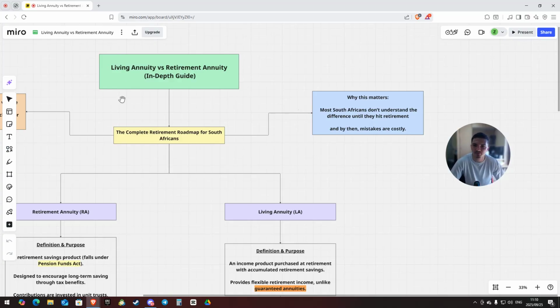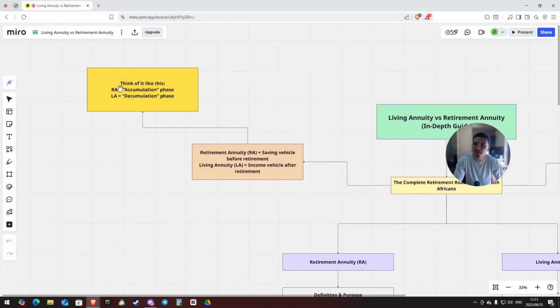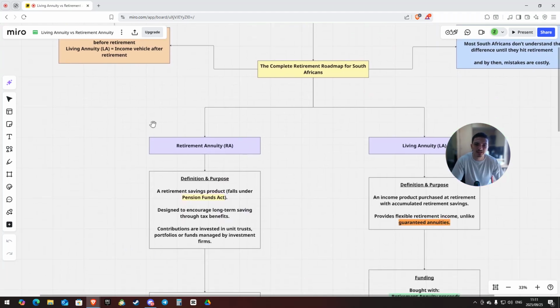costly mistakes. Okay? So a basic difference between a retirement annuity and a living annuity is that a retirement annuity is a savings vehicle before retirement. So it's a savings method of retirement before you get there, where a living annuity is an income vehicle after retirement. Essentially, a retirement annuity is the accumulation phase of funds when you get to retirement. A living annuity is the decumulation phase of funds after retirement. Okay, so fairly straightforward, fairly simple, and I'm going to break it down step by step.